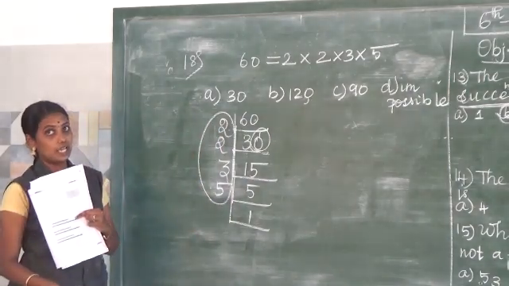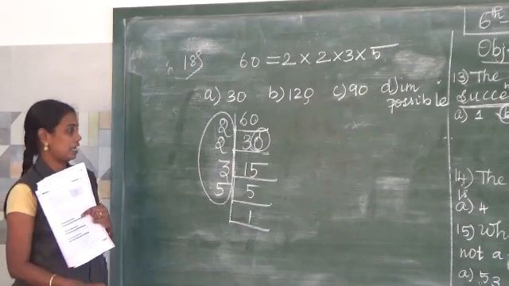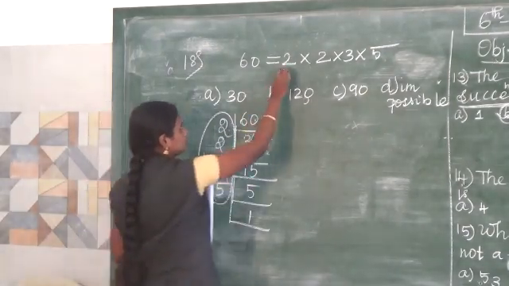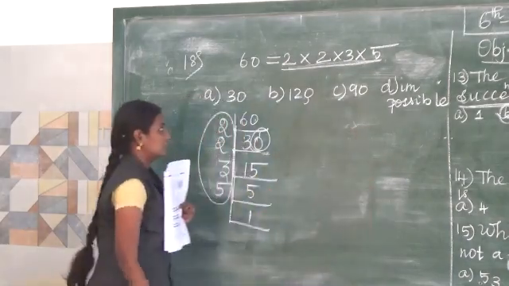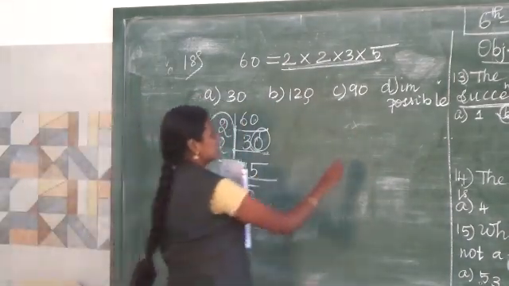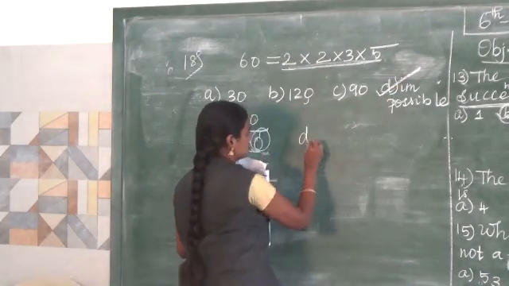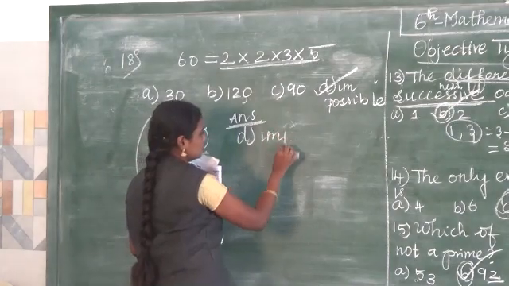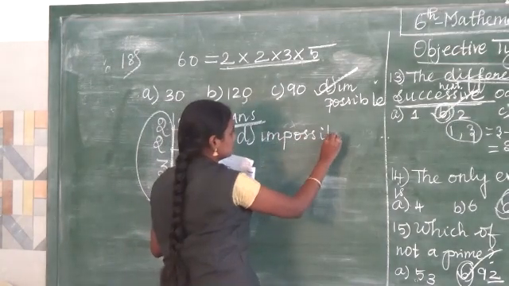Yes or no? These are the prime factors. Don't tell the factors, prime factors: 2 into 2, 3 into 5. So, it's already given. Other than this, we don't have the prime factors. So, the answer is impossible. Option D. Answer is option D, impossible.